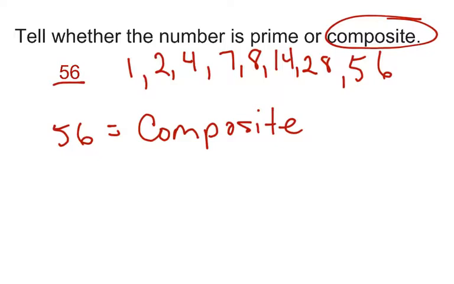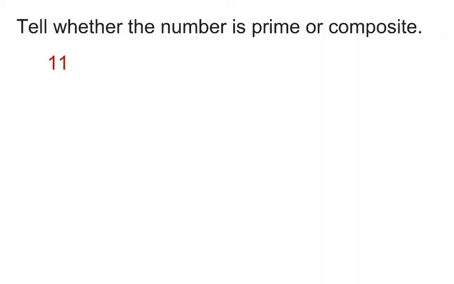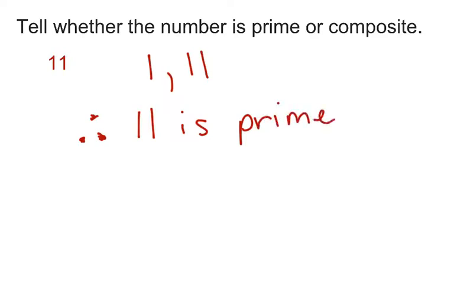Now let's look at another example. Tell whether the number is prime or composite. Number 11. Well, we know that the only factors of 11 are 1 times 11. Therefore, and these three little dots in mathematics mean therefore, 11 is prime. Remember, prime numbers can only be multiplied by 1 and themselves.